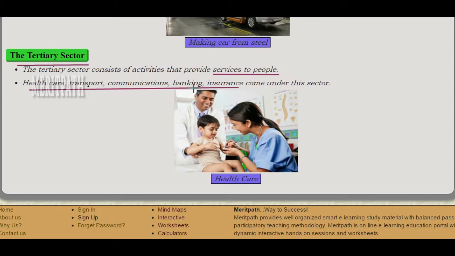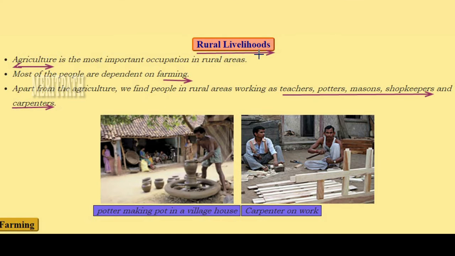See students, the next sector is the tertiary sector. The tertiary sector involves those activities that provide services to the people. So what do we mean by services to the people? Healthcare services, for example. Healthcare services means hospitals, clinics, which involve both government hospitals as well as private hospitals. Then transportation systems, rural livelihoods. Rural livelihoods means people living in the rural areas.